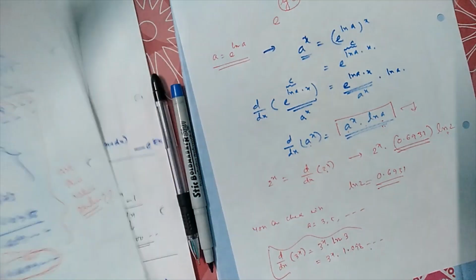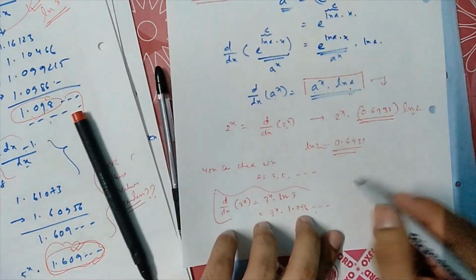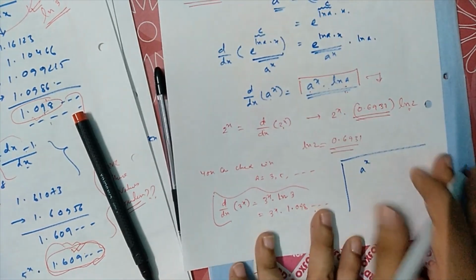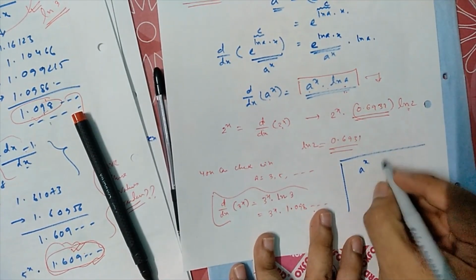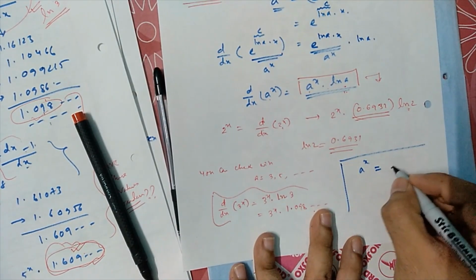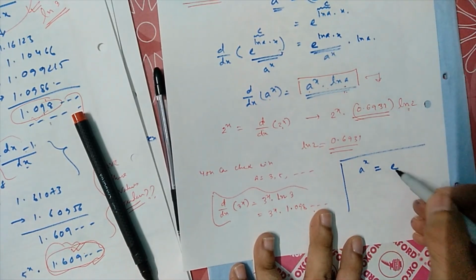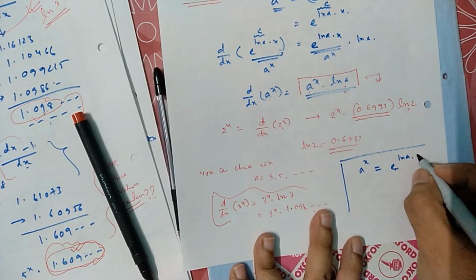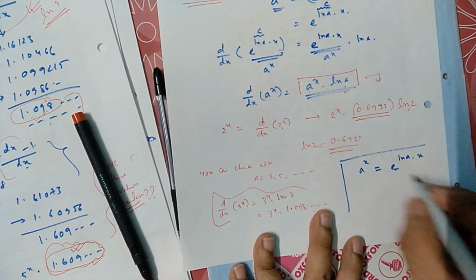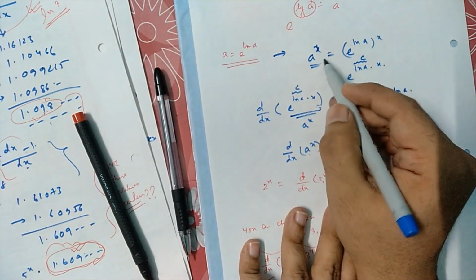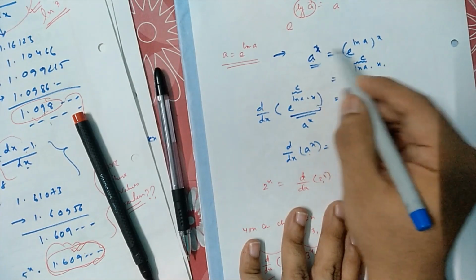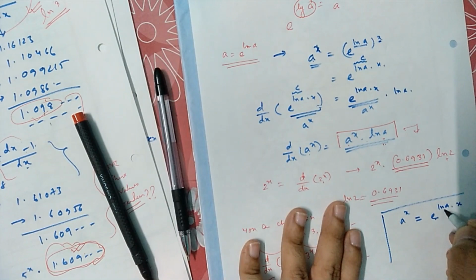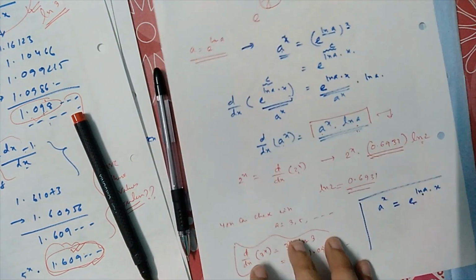Okay, so to summarize, any exponential form, a to the power x, can be written as e to the power ln a into x, because here we got a to the power x is equal to e to the power ln a into x. So here ln means what? Base is equal to e.